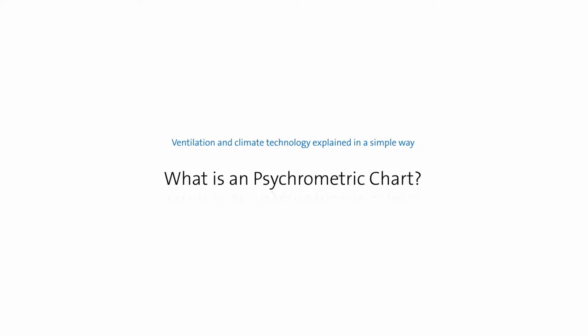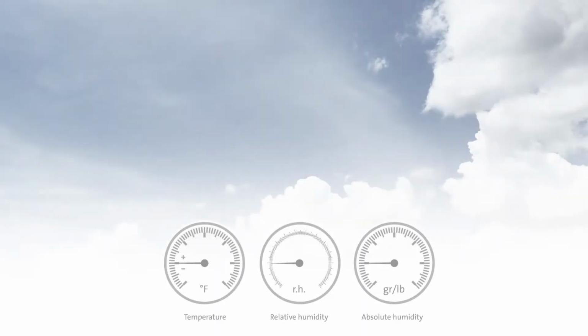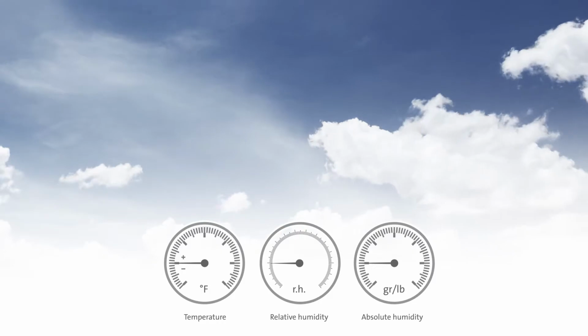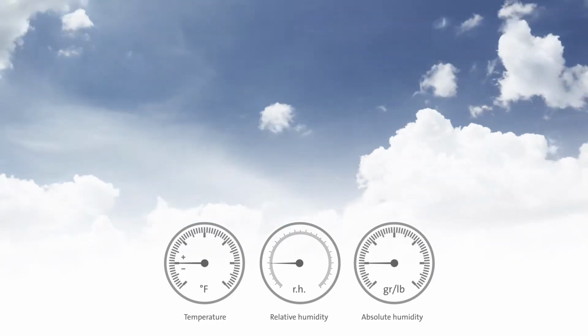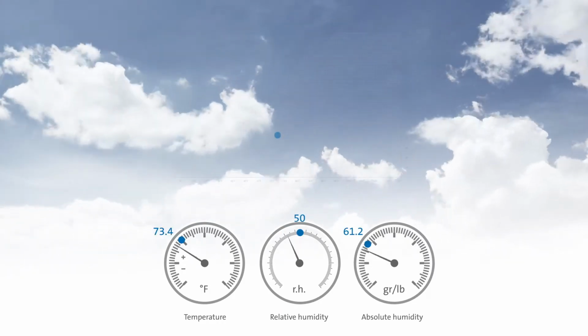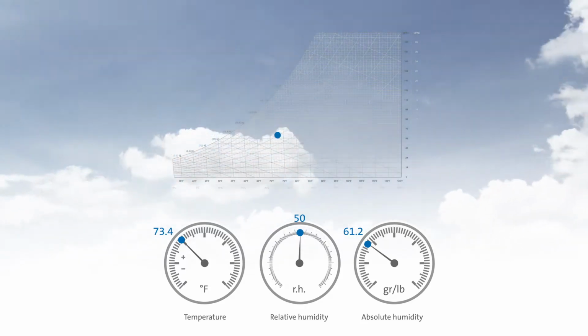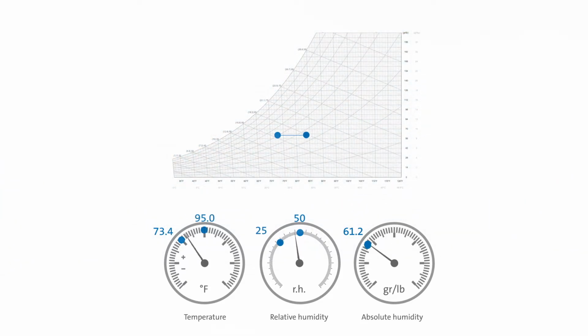This is a psychrometric chart. A psychrometric chart is an ideal tool for calculating air conditions as well as changes in air conditions. A psychrometric chart can be used to depict any air condition, and any change to air conditions can therefore be clearly illustrated.